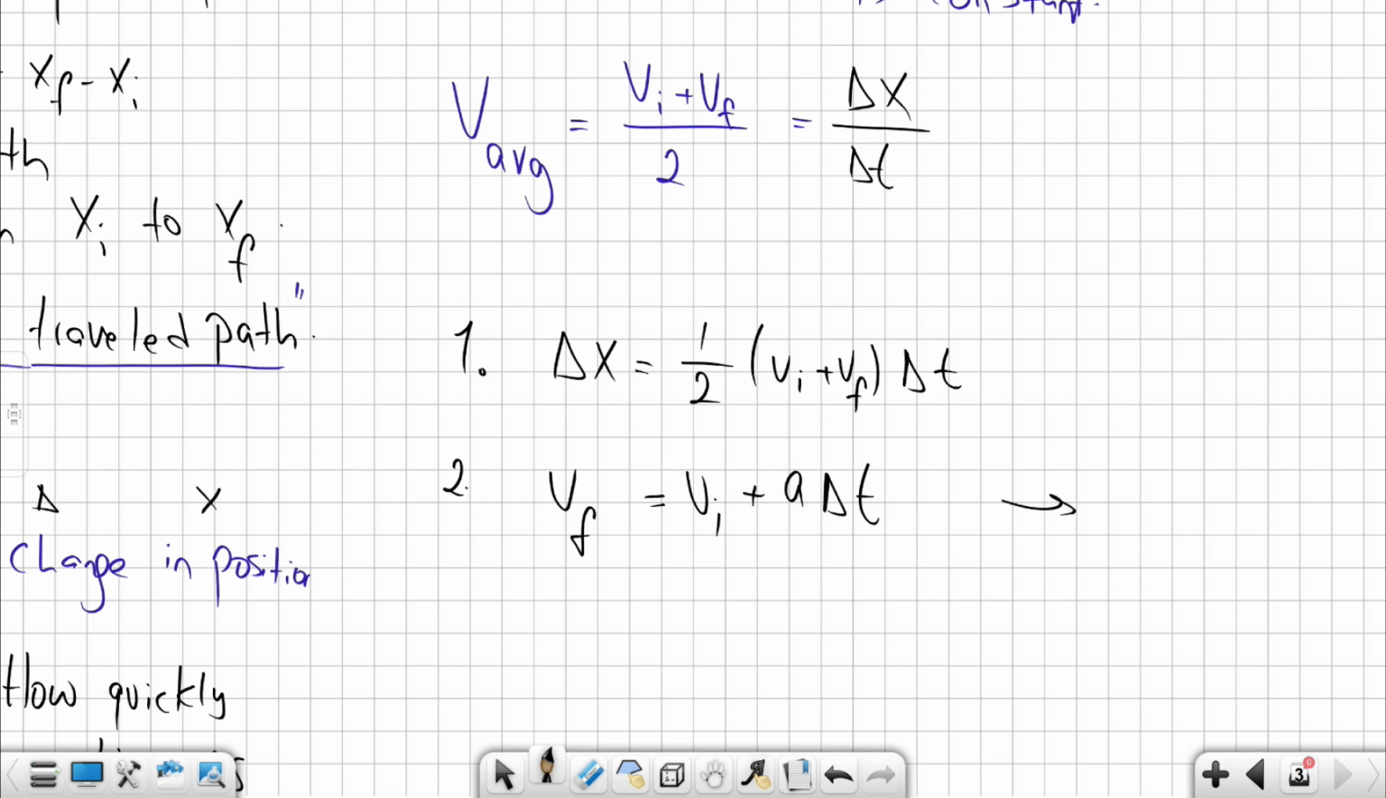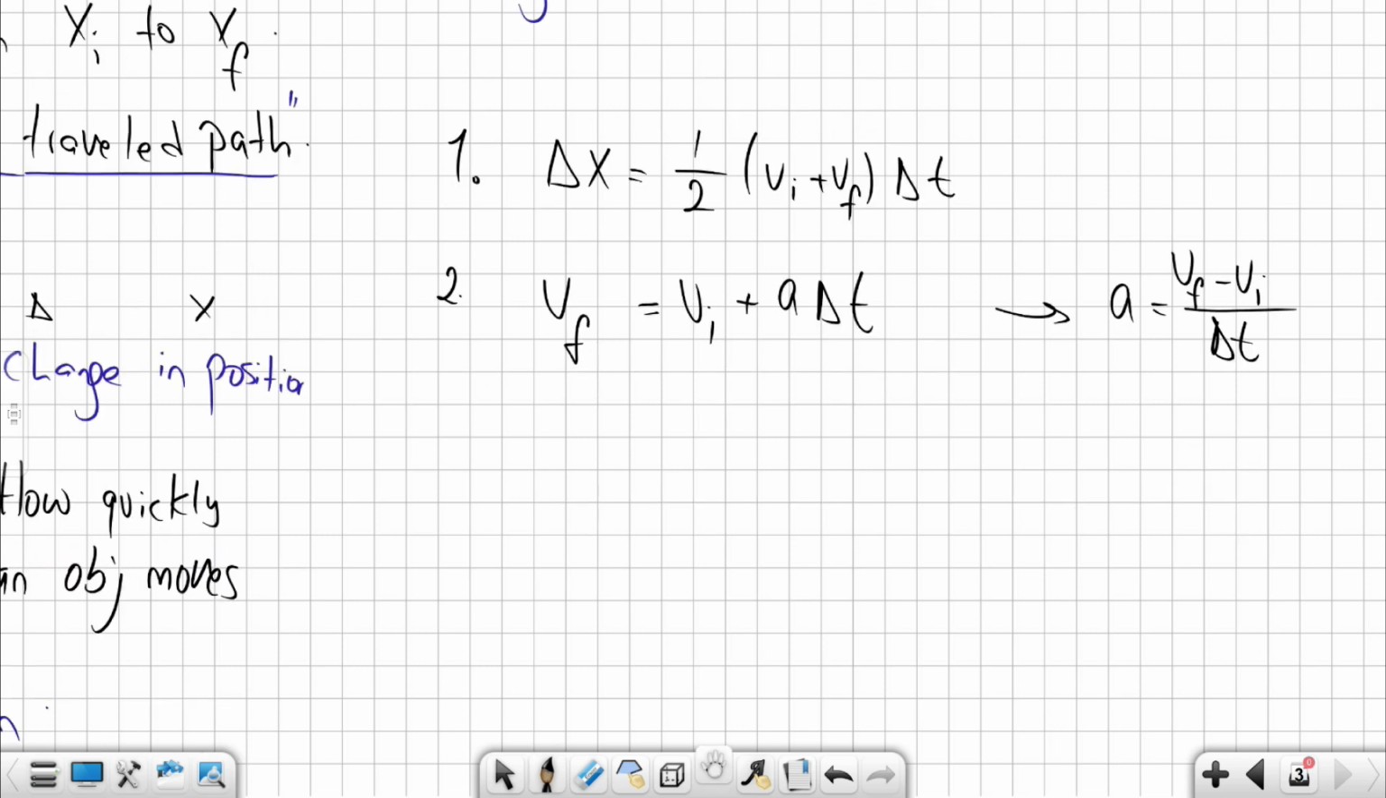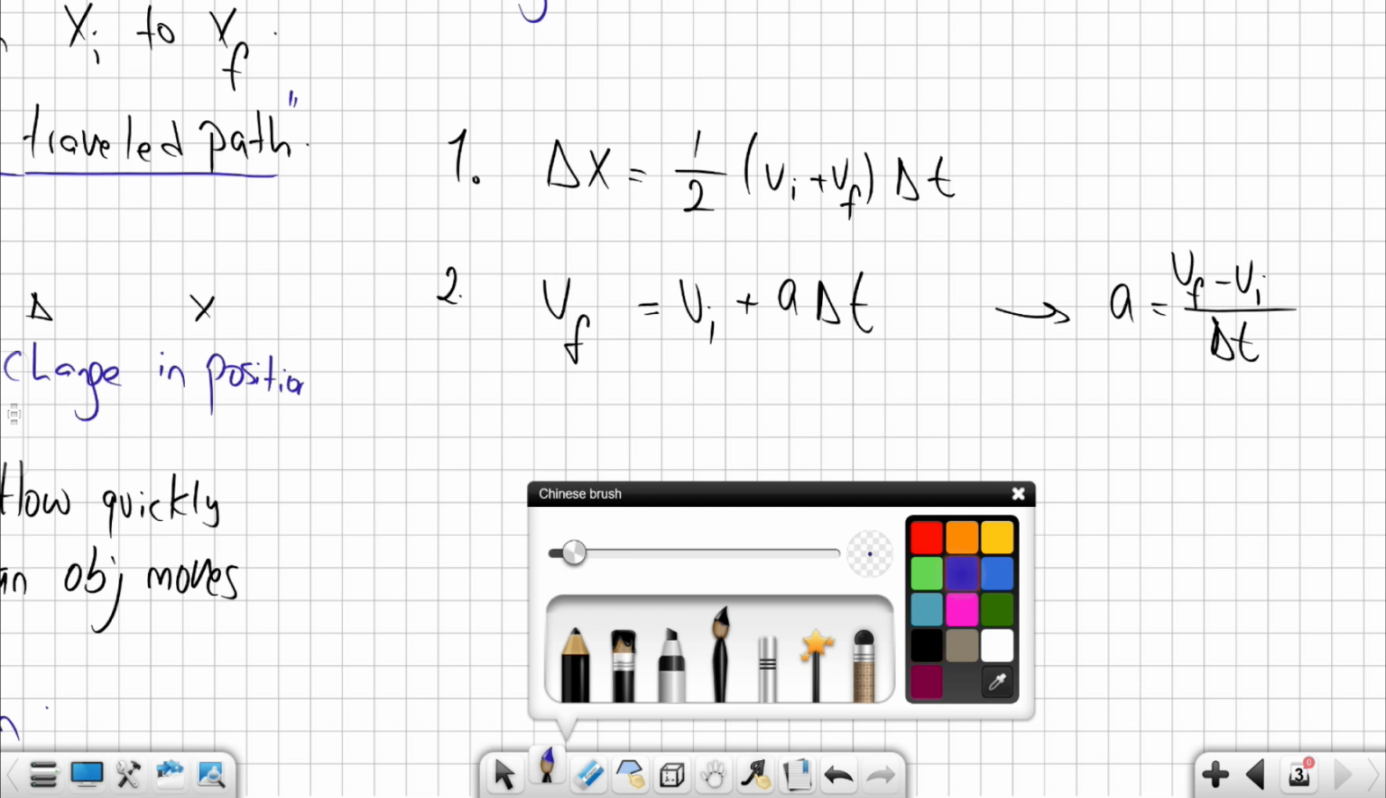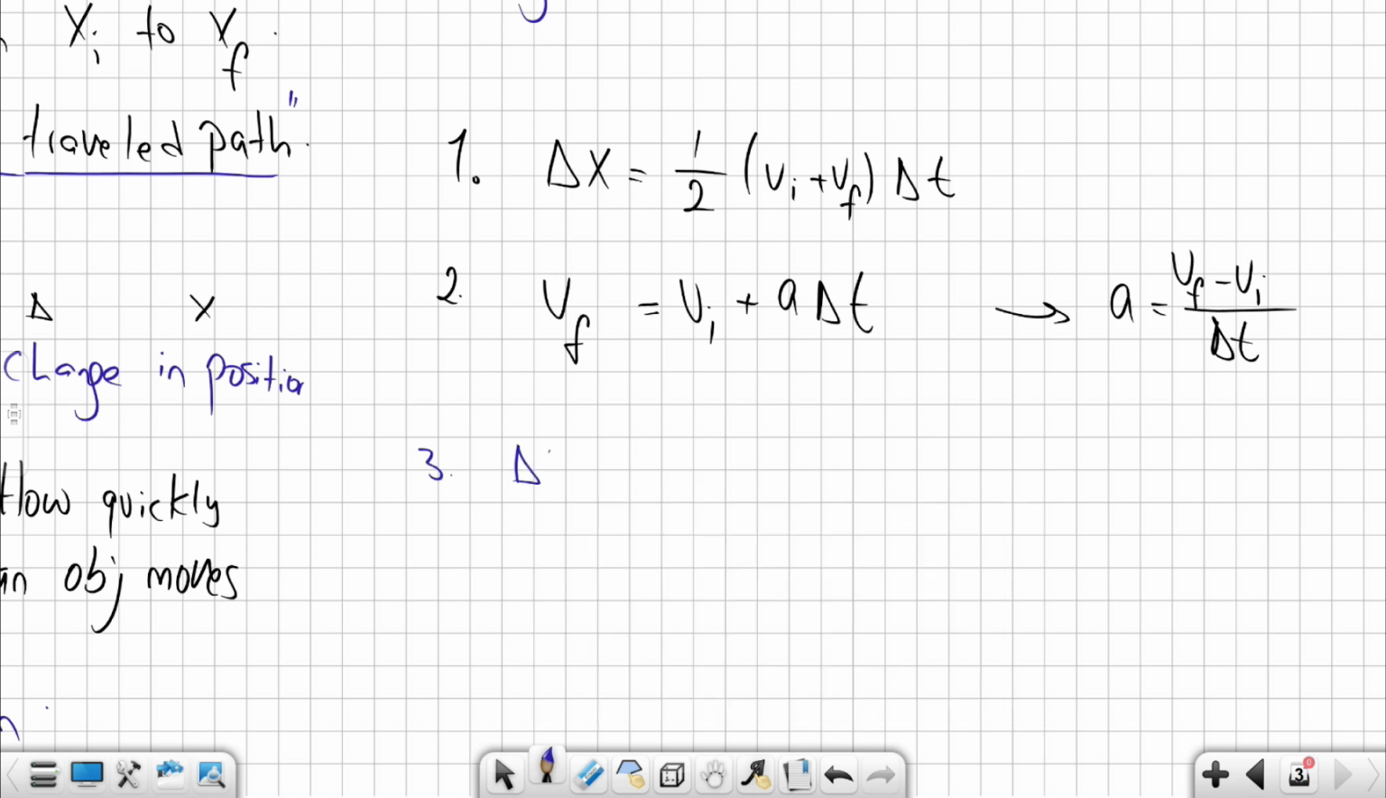So this one is actually the equation of acceleration, which is saying that v final minus v initial divided by delta time. It only has been rearranged. The third equation is a little bit tricky, which starts with delta x will be equal to v initial multiplied by delta time. Now, how do I remember that there is a delta time here?